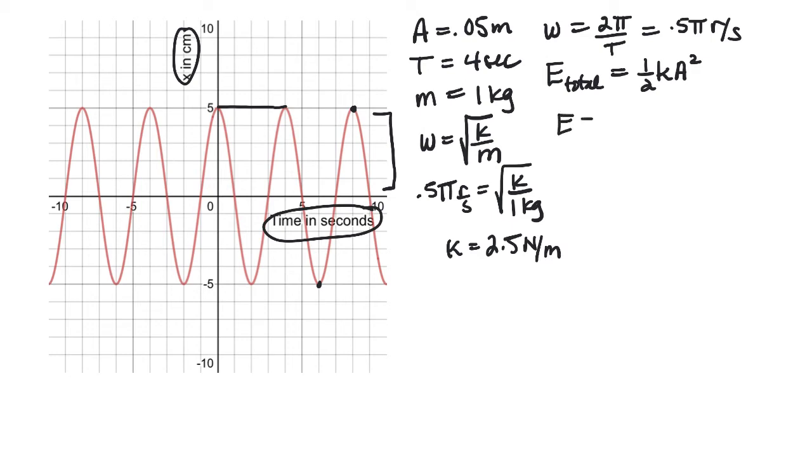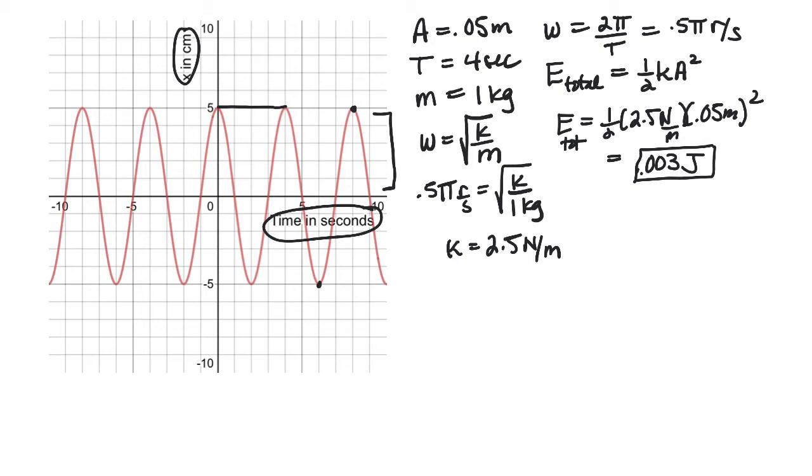Coming over here, I can calculate my total energy as 1/2 times 2.5 newtons per meter times the amplitude squared. 0.5 times 2.5 times 0.05 squared is 0.003 joules.